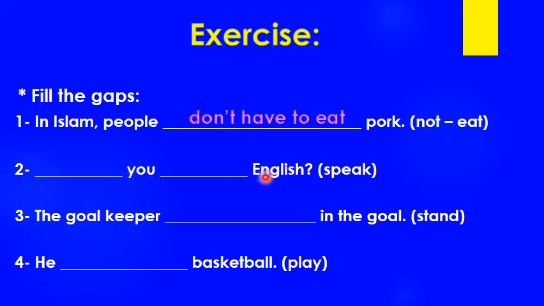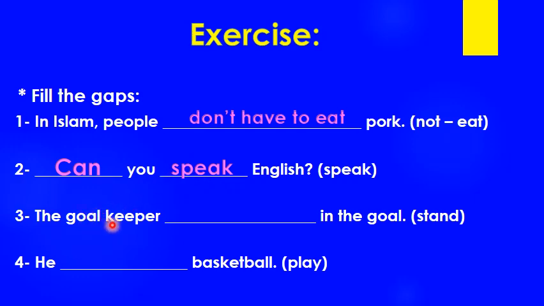Number 2. Blank English speak. So here I'm talking about the ability or possible. إذا هنا أتحدث عن الإمكانية أو القدرة. So in question form, here we add can. Can you speak English? So because here I'm talking about the ability.